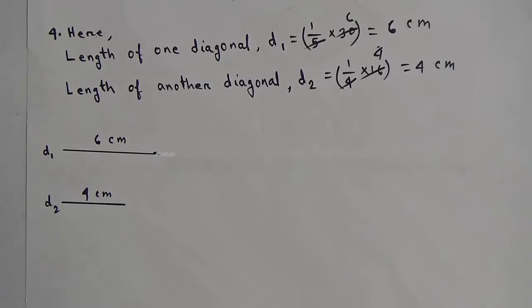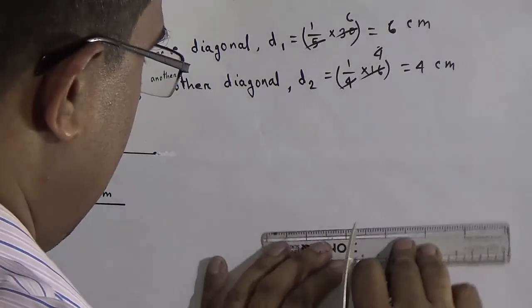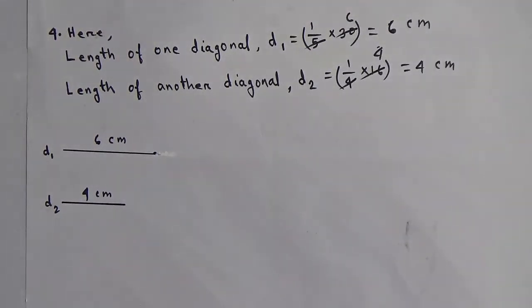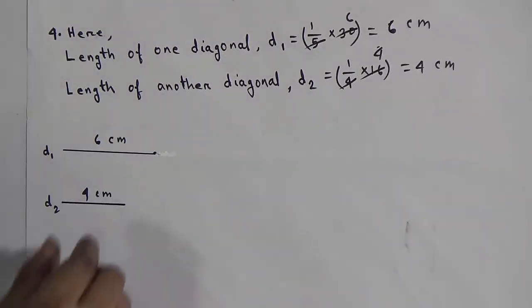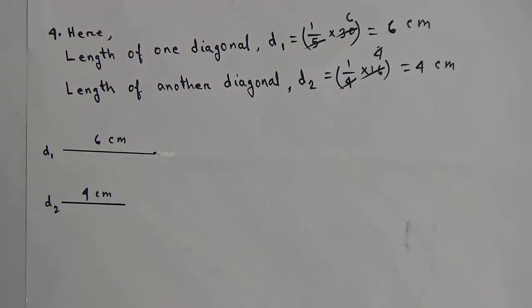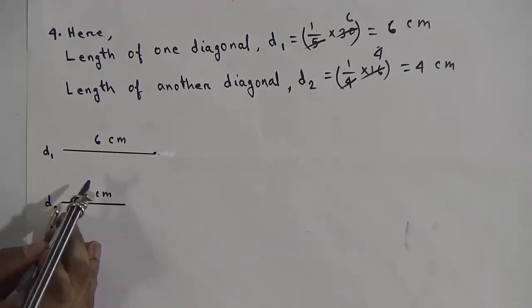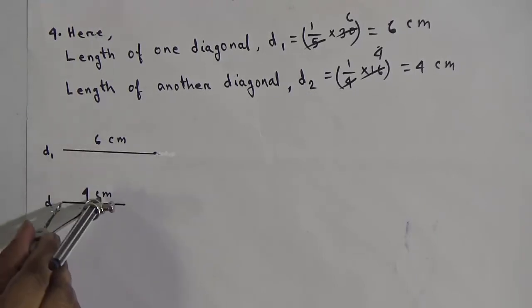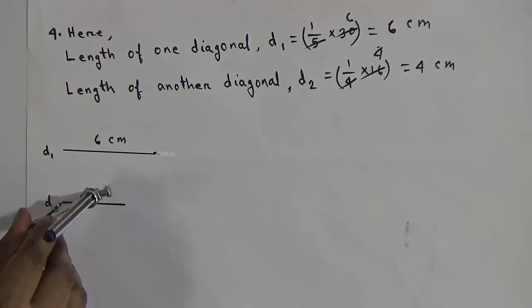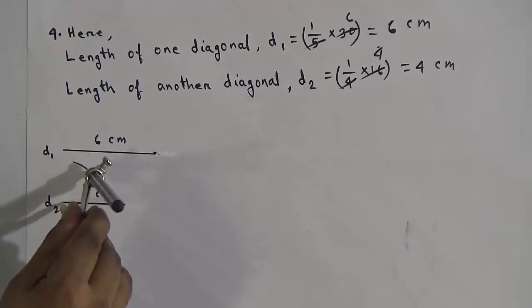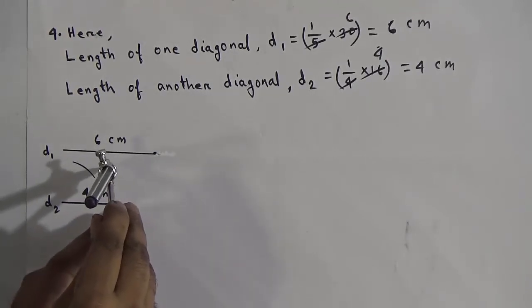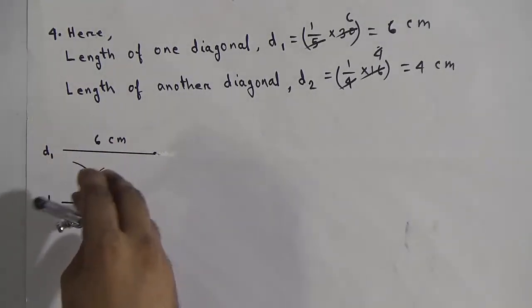Now we'll draw the quadrilateral. Dear students, before drawing the quadrilateral, at first we'll find out the midpoint of D2. That means we'll divide this length into two equal parts. For that, considering this point as center and taking a radius greater than half of D2, in upper side we'll draw an arc and in lower side also we'll draw another arc. And keeping the same radius, considering this point as center, in upper side we will draw one arc, and in lower side we will draw another arc.